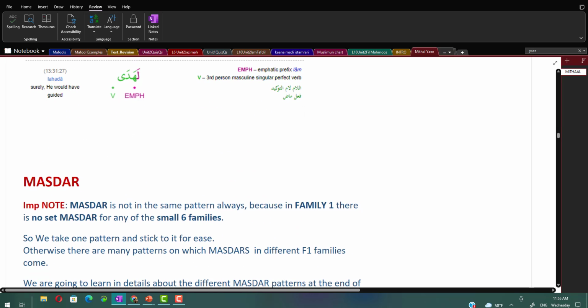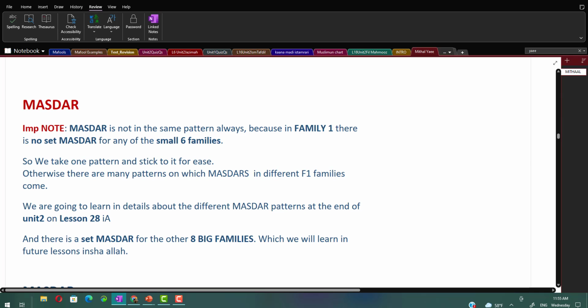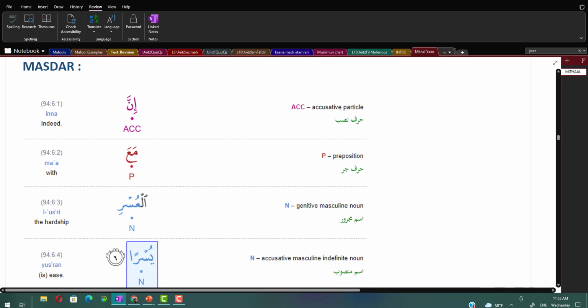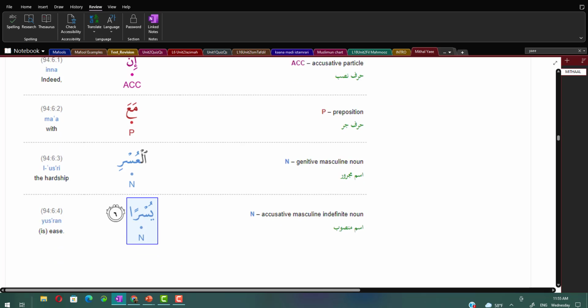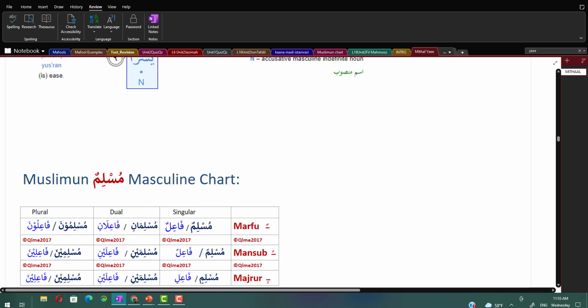guided. Now the masdar, it's not in the same pattern always, because in family 1 there is no set pattern for all the small 6 families. Now the example is inna ma'al usri yusra. Indeed with hardship is ease, yusran. This is from ya, sin and ra.